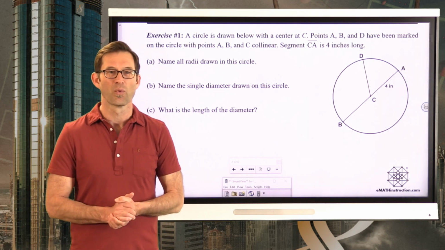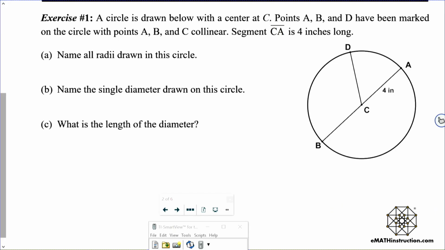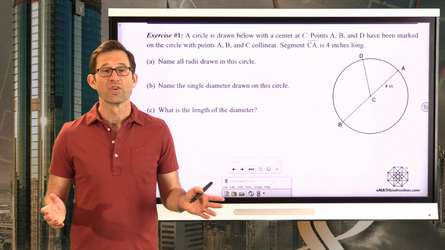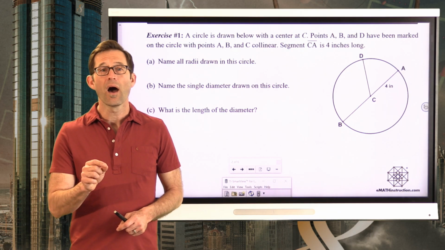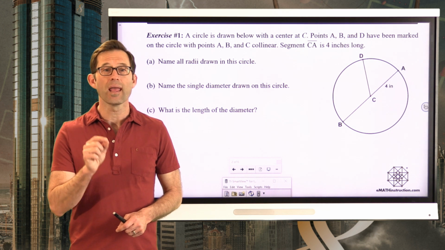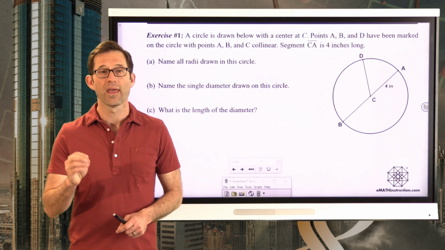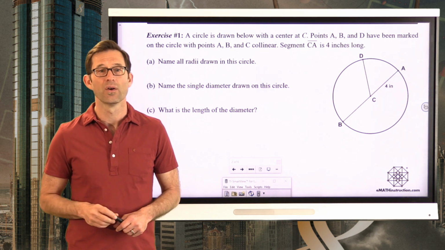All right, exercise number one. A circle is drawn below with a center at C. Points A, B, and D have all been marked on the circle with points A, B, and C collinear. Segment CA is 4 inches long. Letter A asks us to name all radii drawn in this circle. All right, go for it. Remember, radii are segments, so make sure to name the radii the way that you would name a segment. Pause the video now.